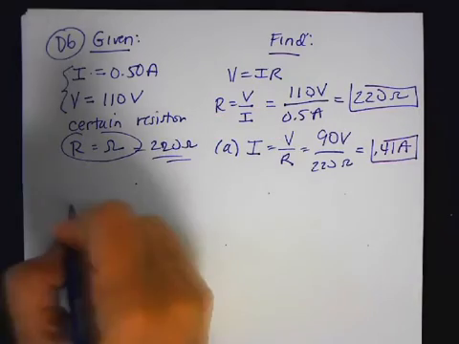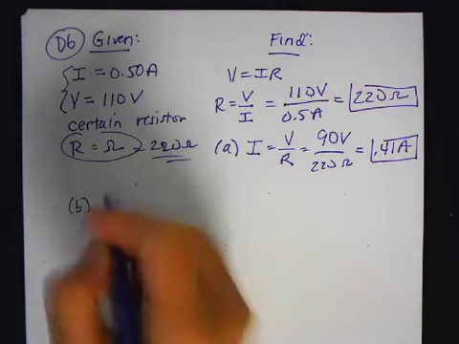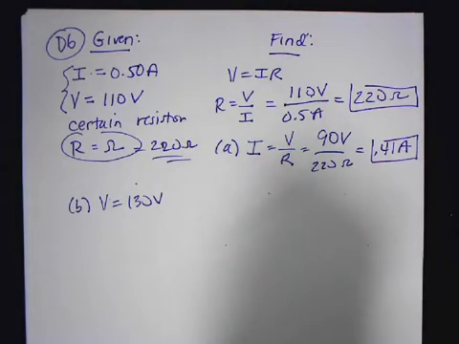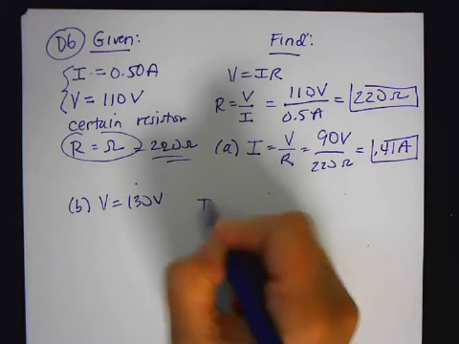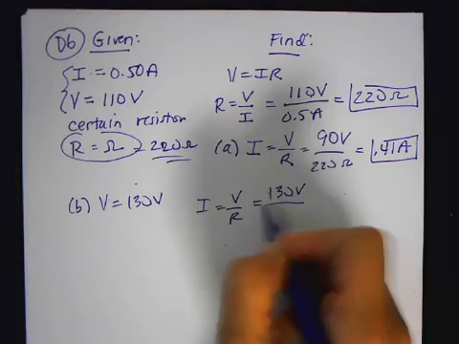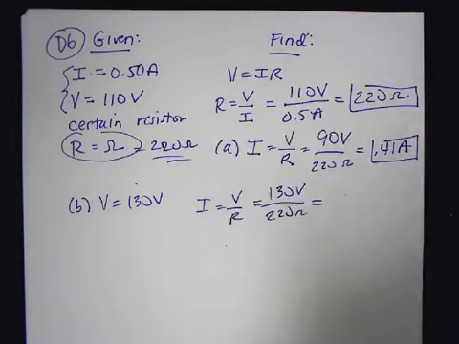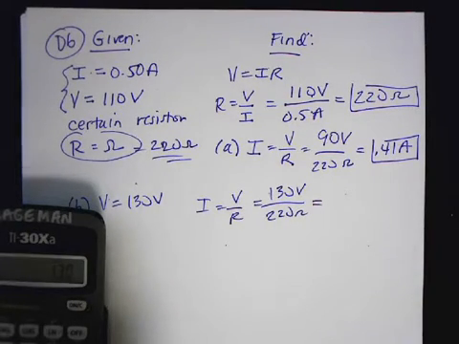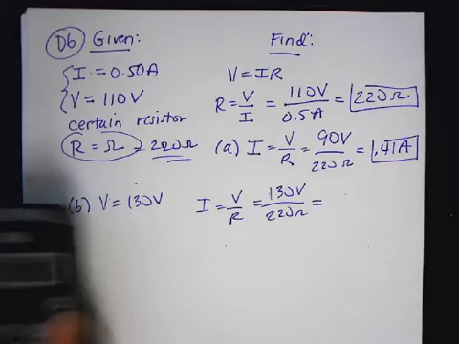For part B, they're going to change the voltage again, and now this voltage is 130. So we just do the same thing again. And the way they word the problem, it's not really clear. So now I'm going to say I is equal to V over R. So now I'm going to do 130 volts divided by 220 ohms. And that comes out to be 0.59.